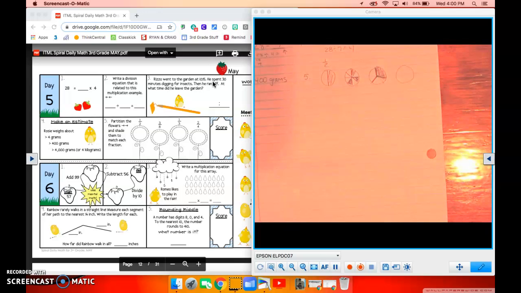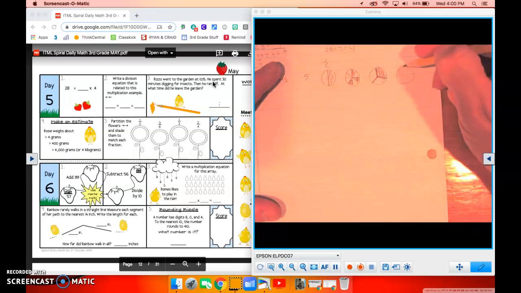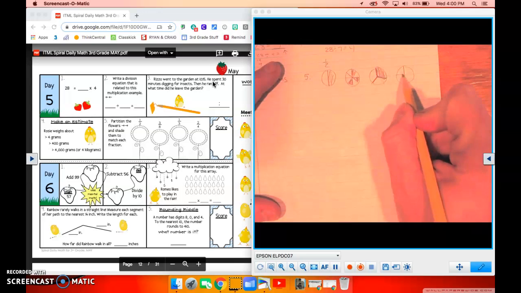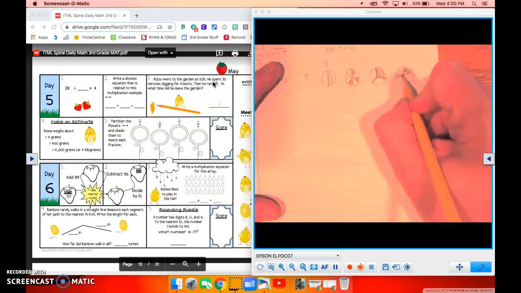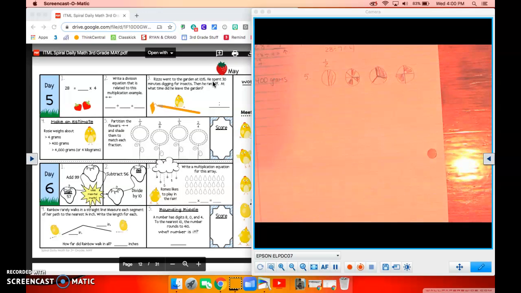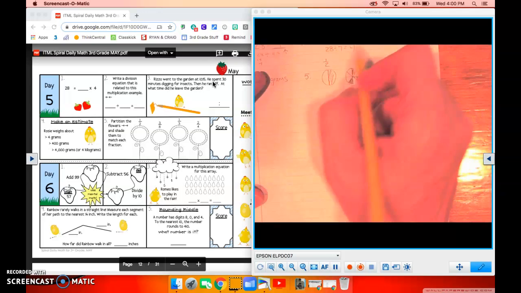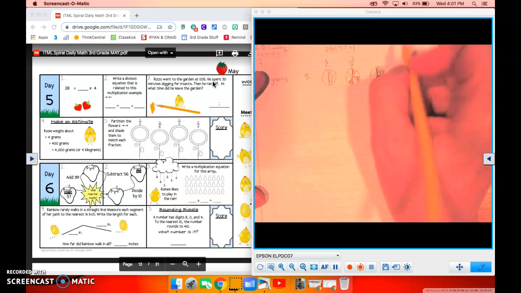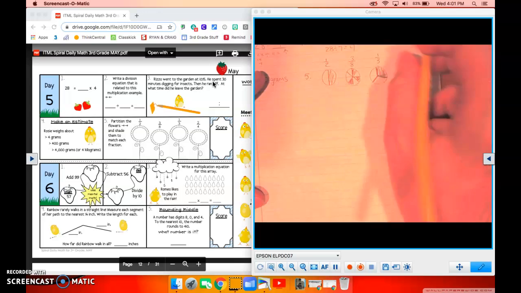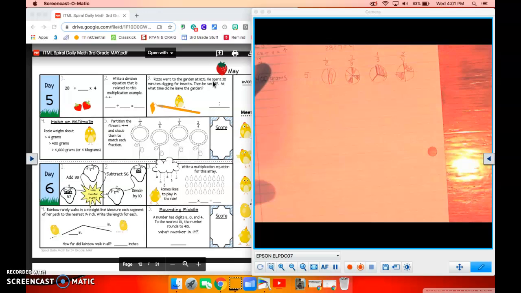All right, do 2/4. There's a half. There's 2/4. There's 1/4. There's 2/4. Okay, so again, we have a half up here. 3/8 on that one. 1/3 here. And 2/4 there. All right.